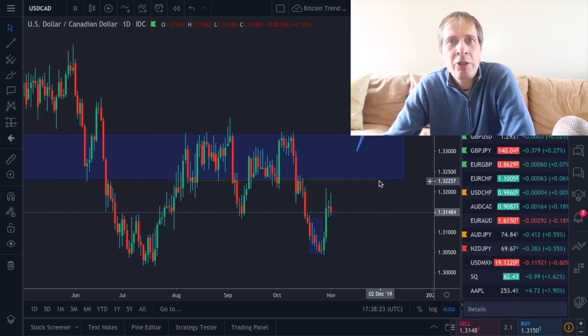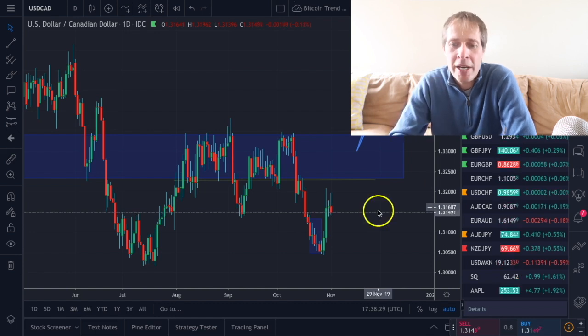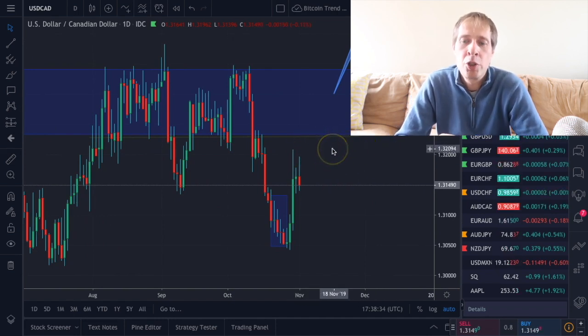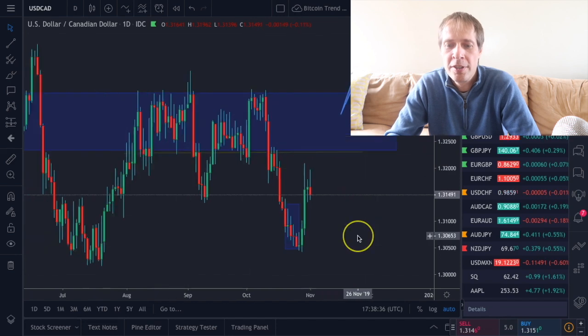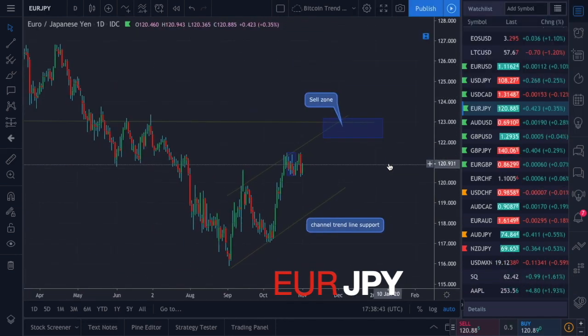I wouldn't trade against the trend. I wouldn't be looking to buy this. I would not be buying the US dollar versus the Canadian dollar here. I would be waiting for another test of anywhere up here to establish a short position back towards the trend in place. All right, let's take a look at the euro versus the Japanese yen.